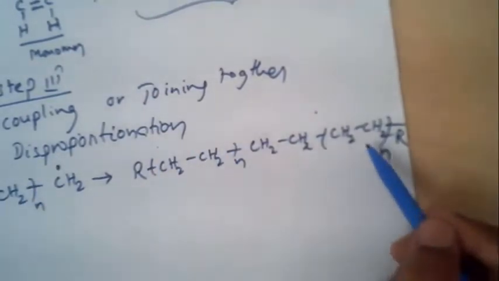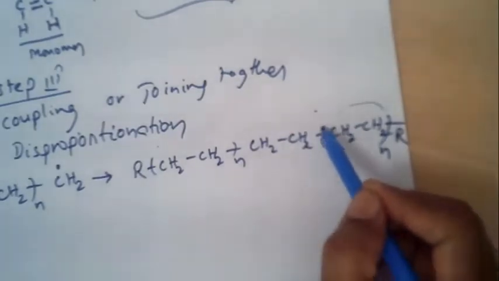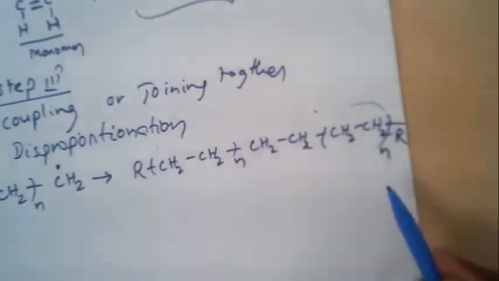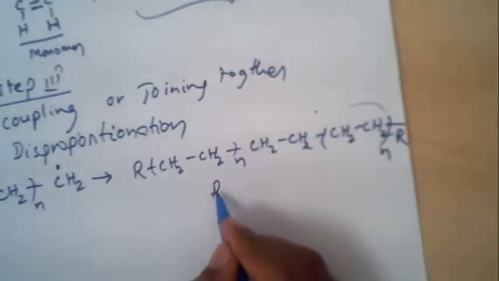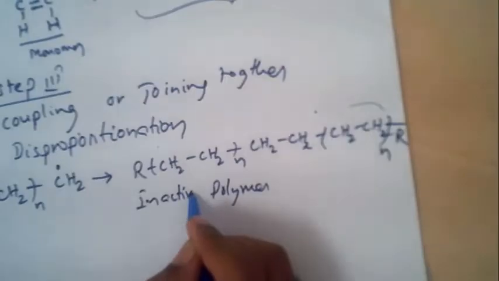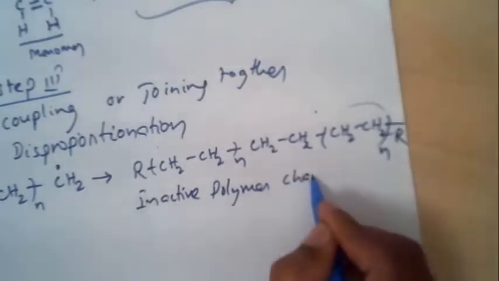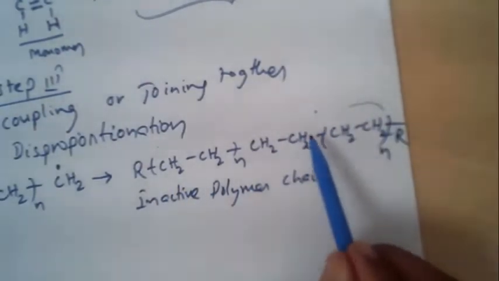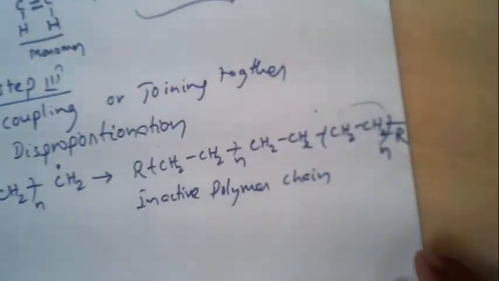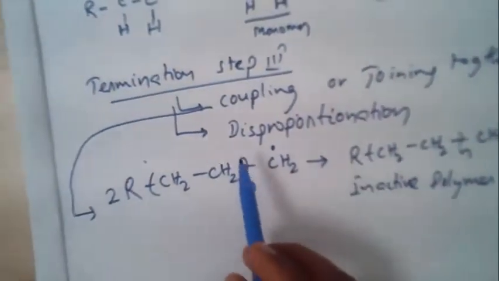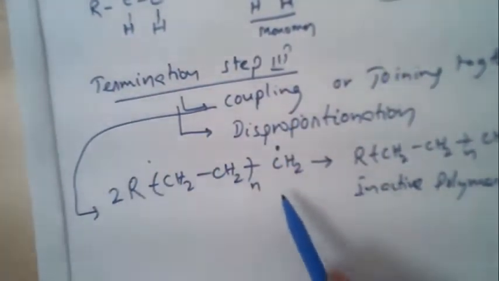Okay. Now you have CH2 here, CH2N. Another side we have CH2, CH2N. This one, and then CH2, CH2, which are joined together. So now it became a polymer chain, or you can say inactive polymer chain. There is no more active because it doesn't contain a free radical. So this particular reaction is known as coupling reaction. They join together.